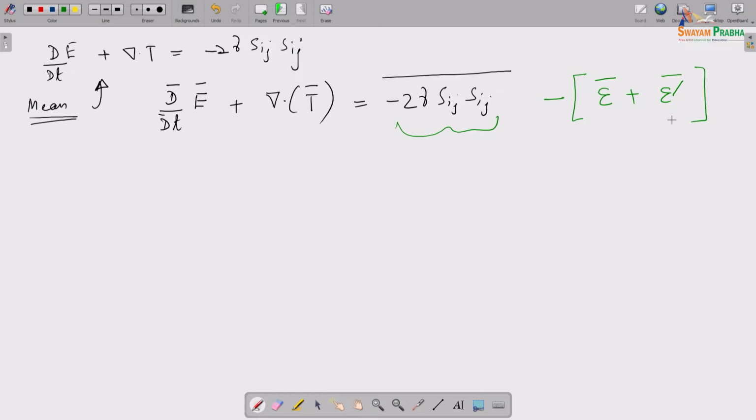Now, this is a mean value. What I mean by that is, let me first write this down. We just took the mean value. Now again, I'm working on the right hand side of this equation, and this epsilon is nothing but this.